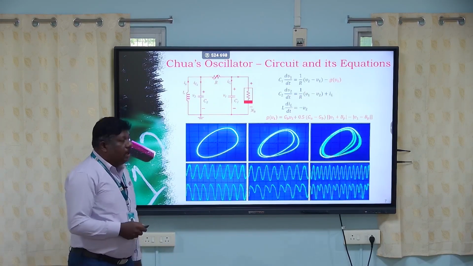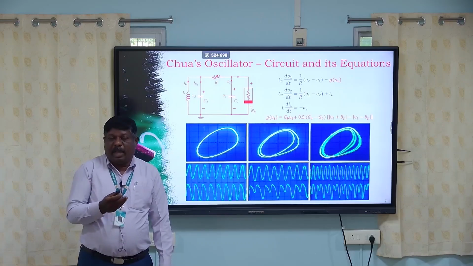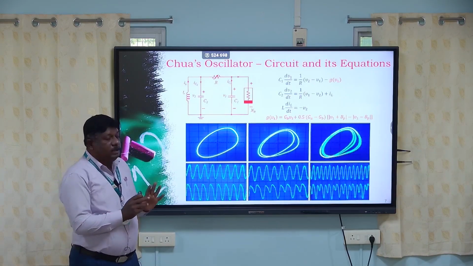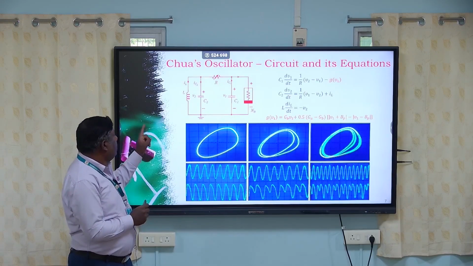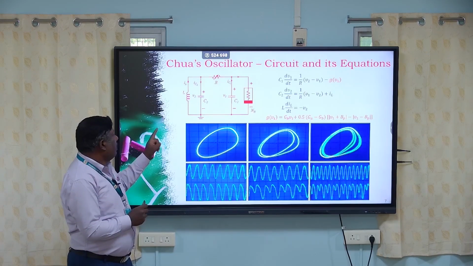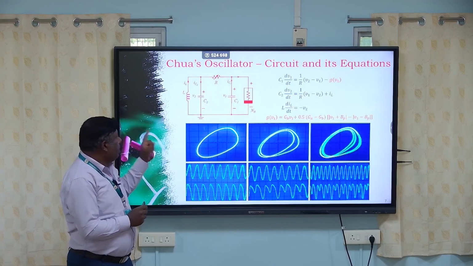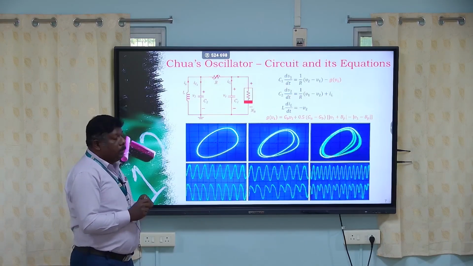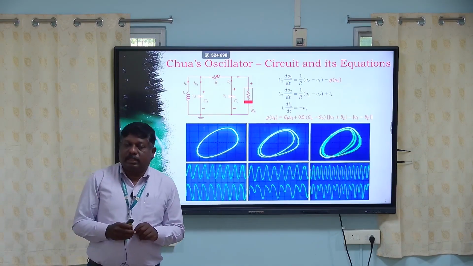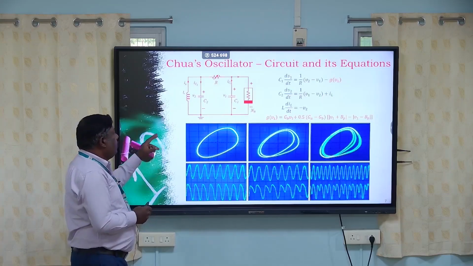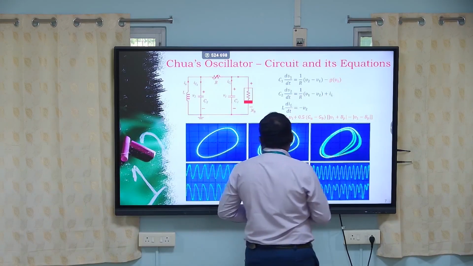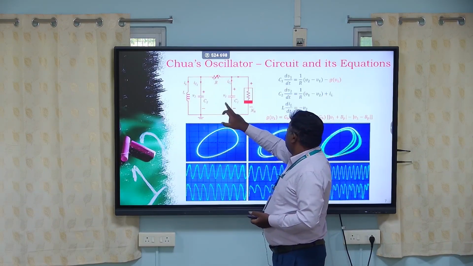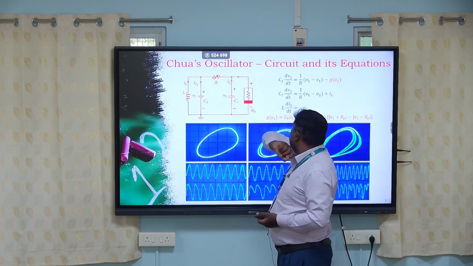In this oscillator we are using 4 passive components and 1 active component. The Chua's diode is the active component, and we are using L, C1, C2. These are the storage elements, these are the variables, and R is the control parameter. By using Kirchhoff's voltage and current laws, we can write down the equations. In this circuit we use this node and this node. This is C1 and this is C2.